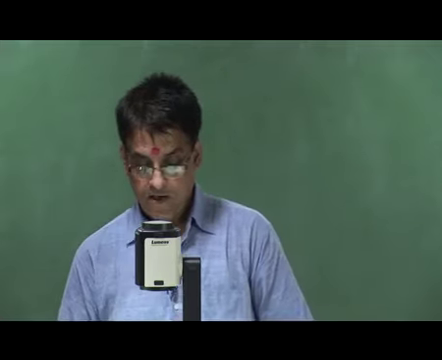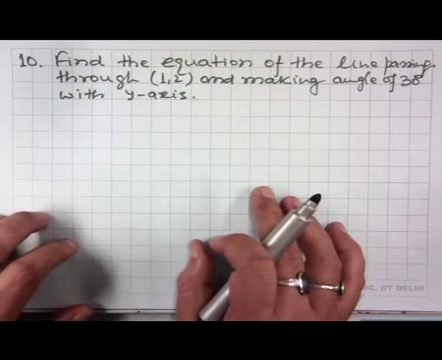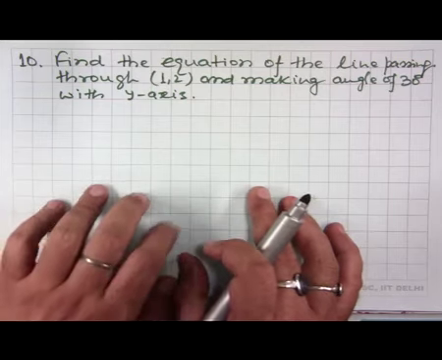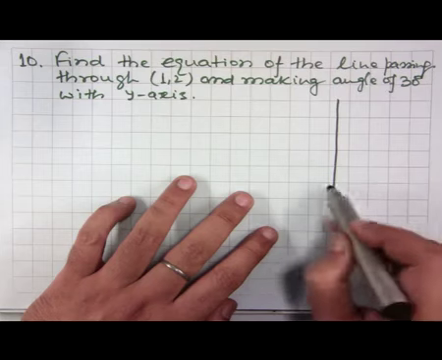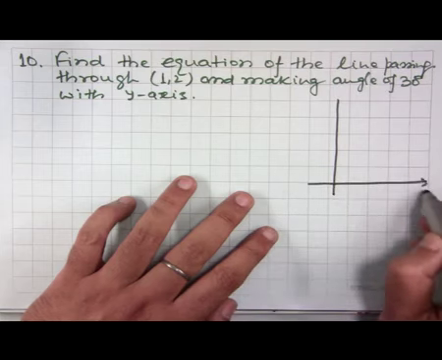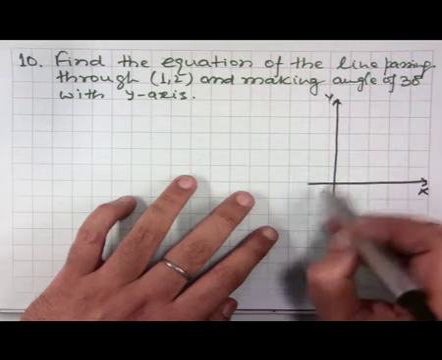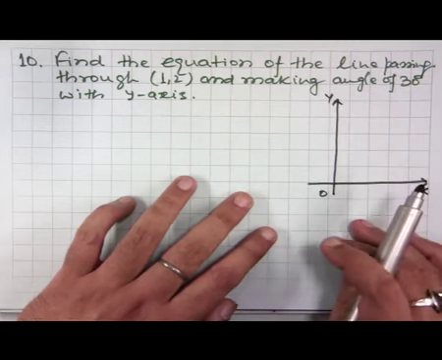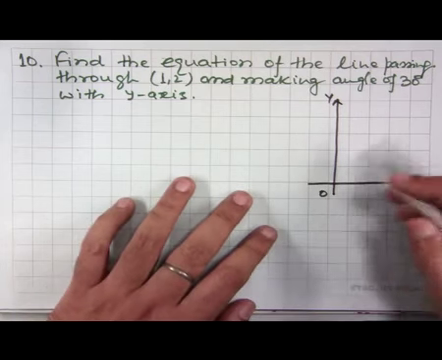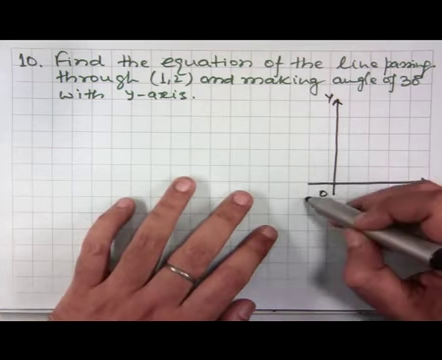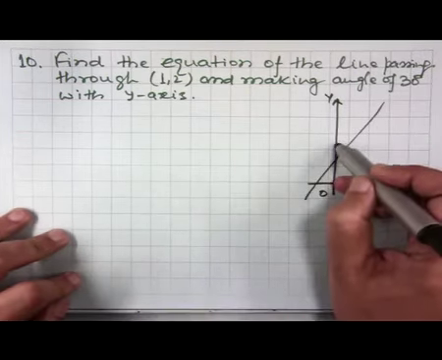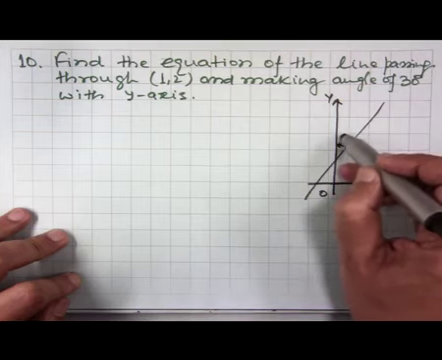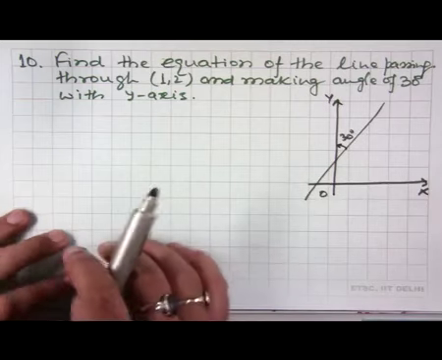Now, find the equation of the line passing through (1, 2) and making an angle of 30 degrees with the y-axis. So, what is given? This is the x-axis, this is the y-axis, and this is the origin 0. So, this line makes an angle of 30 degrees with the y-axis. It means the situation is like this. So, this angle is 30 degrees.